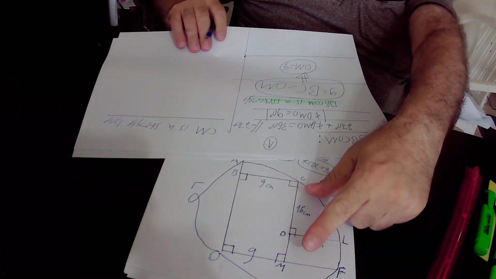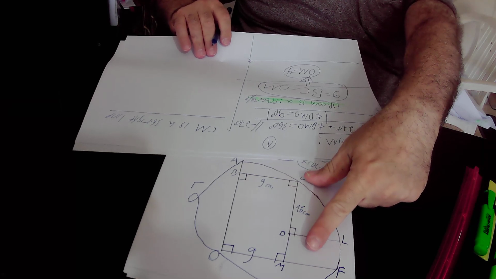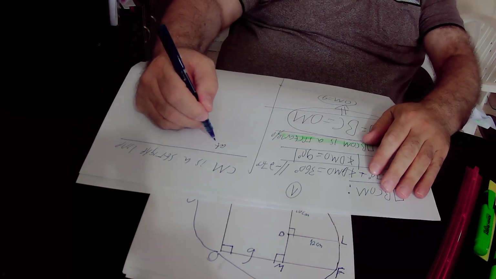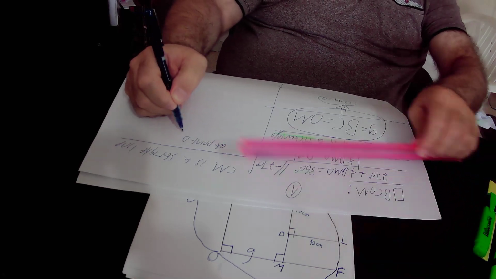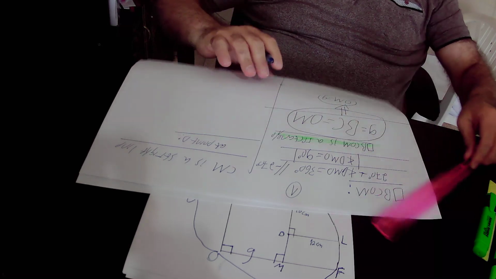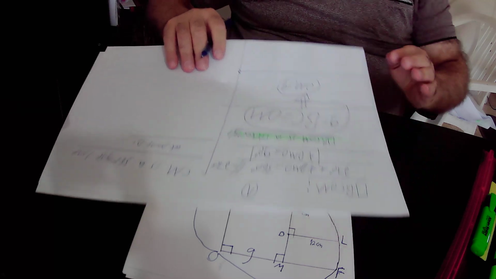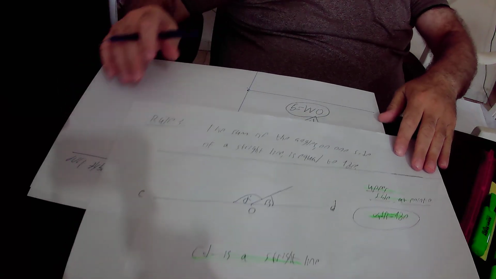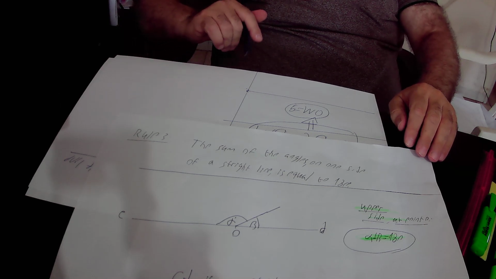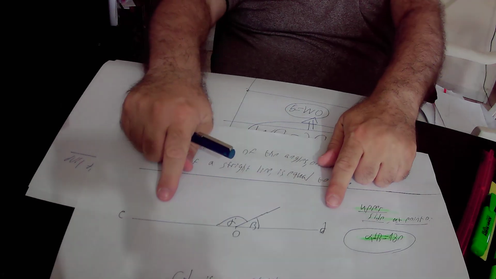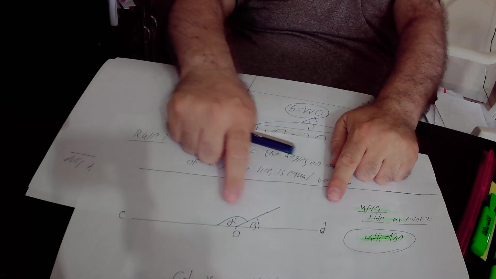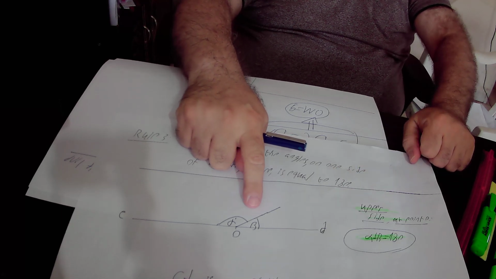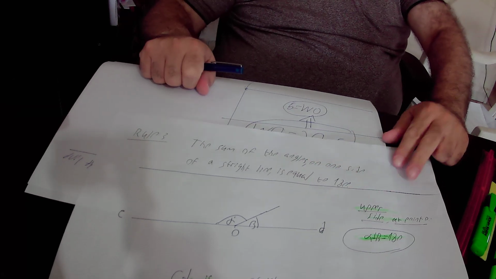Okay, CM is a straight line. So here, if we focus on this side of the straight line CM at point D, we know that we have the rule that states that the sum of the angles on one side of a straight line is equal to 180 degrees. So CD is a straight line, so if you focus on the upper side of the straight line CD at point O, then the sum of the angles on the upper side of CD at point O must be equal to 180 degrees. That is to say, alpha plus beta equals 180 degrees. Okay? So this is rule number 3.